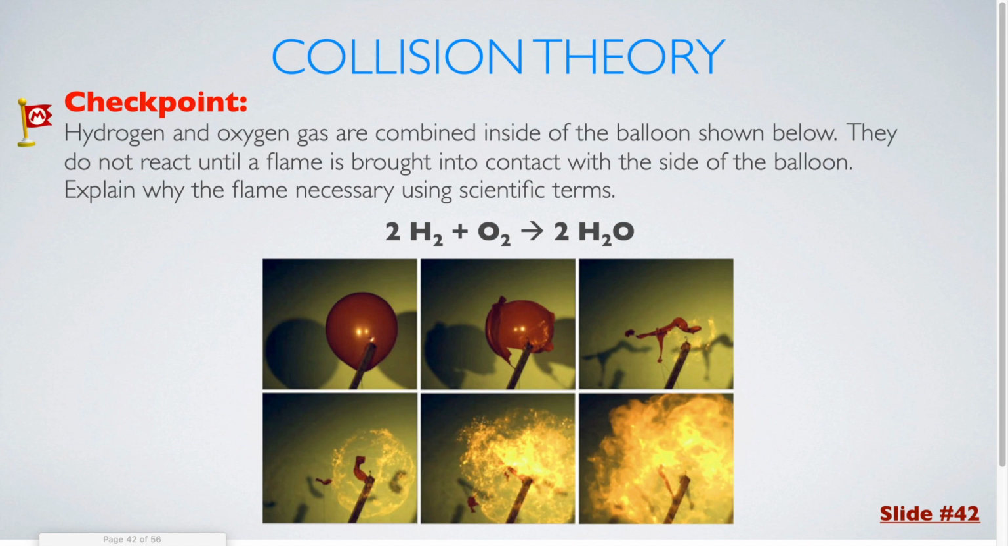In this example, we have hydrogen and oxygen gas combined inside of a balloon, which is shown right here. The gases do not react with one another until a flame is brought into contact with the side of the balloon. Explain why the flame is necessary using scientific terms. So when these two gases interact with each other normally, there must not be sufficient energy in order for a reaction to occur because the balloon is not exploding.